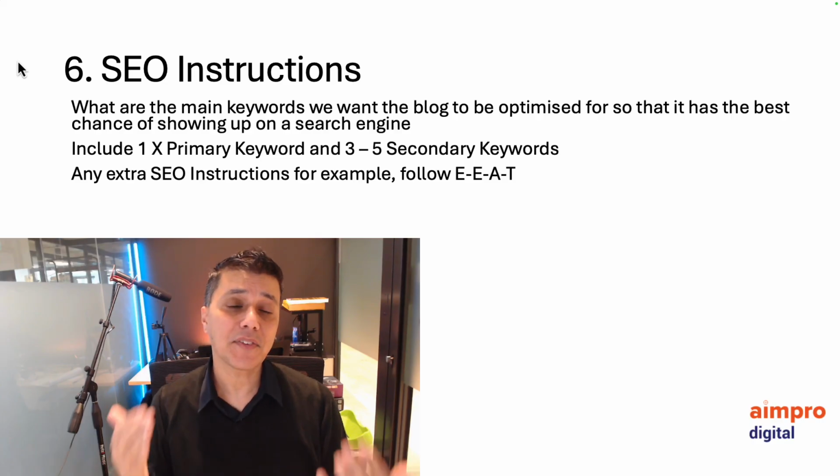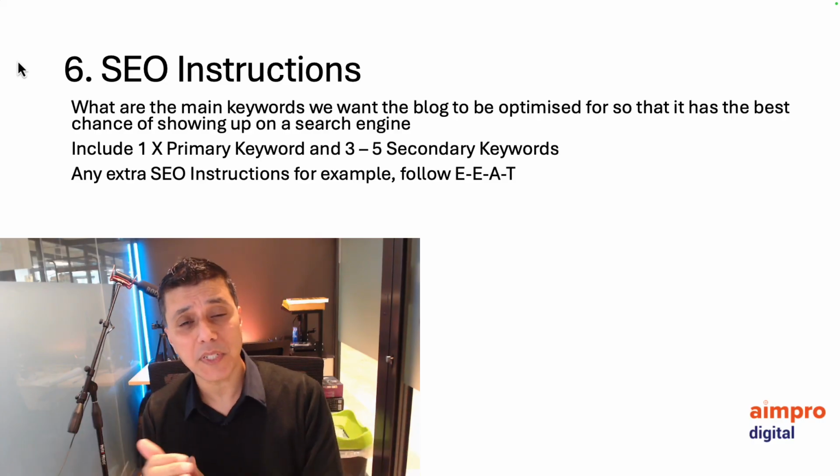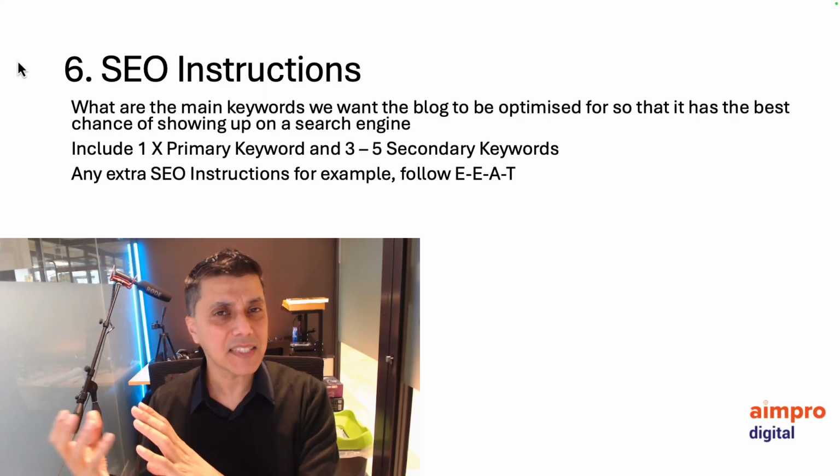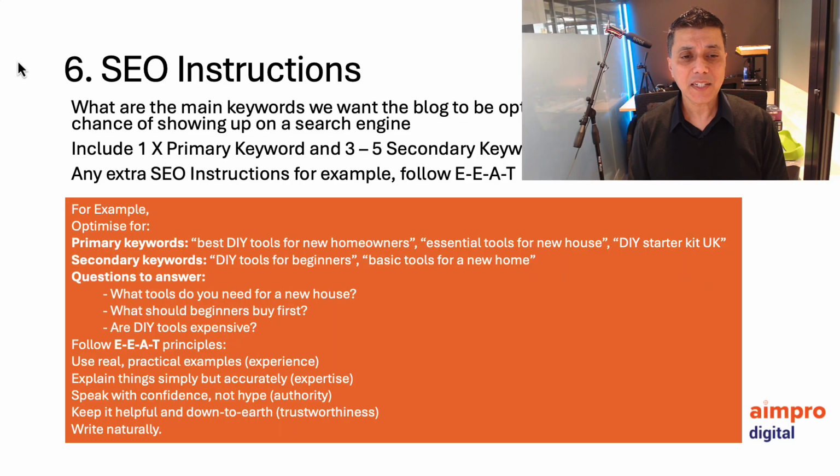In this case, you give it a primary keyword, which is your main keyword. And then you give it 3 to 5 other secondary keywords. For example, I'm not going to read all this out, but you can see that the primary keyword here is best DIY tools for new homeowners. And the secondary keywords are DIY tools for beginners.